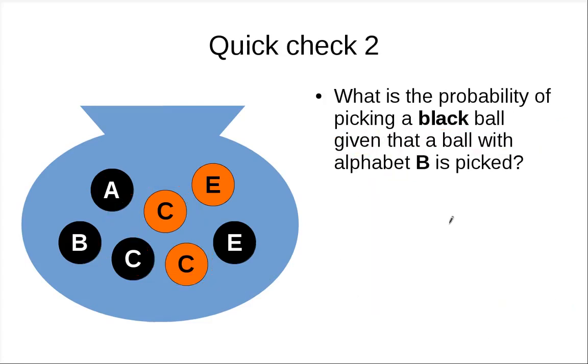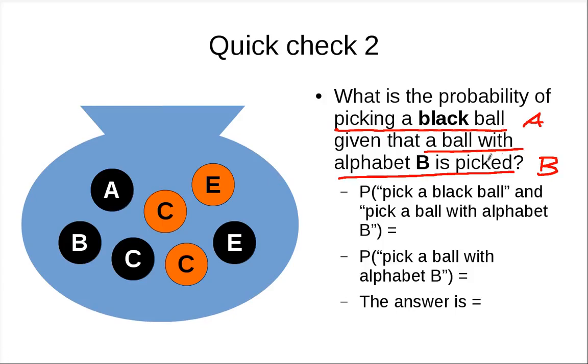So let's look at another check. What's the probability of picking a black ball given the ball with alphabet B is picked? Again, there are two events. One is this. Let's call it event A. Another is this. Let's call it event B. So you want to find the probability of A given B. What's the probability that you pick a black ball with alphabet B? It's this. So it's 1/7. And what's the probability that you pick a ball with alphabet B?